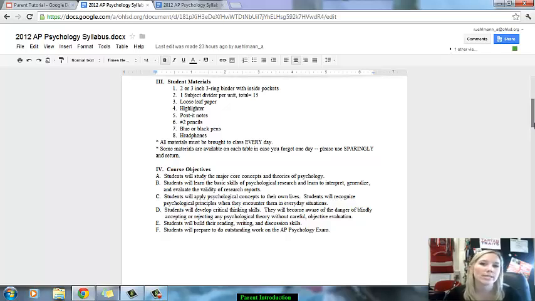I also suggest they get 15 subject tabs. If you look at the introductory materials available on Moodle, there is a binder rubric. This enables them to take a look at the various different subject tabs that we have, how they should be labeled, and what order they should be put in. That is part of the notebook rubric. They should also have loose leaf paper, highlighters, post-it notes, number 2 pencils, blue or black pens, and headphones.